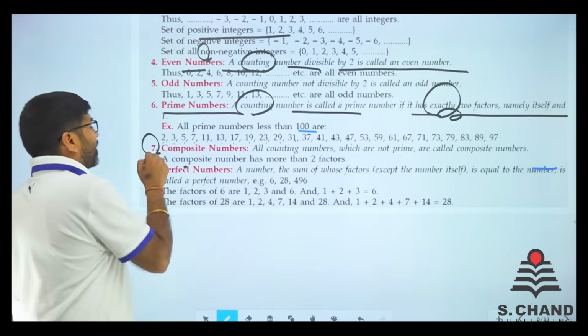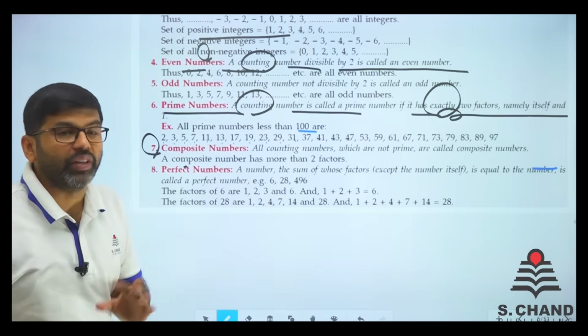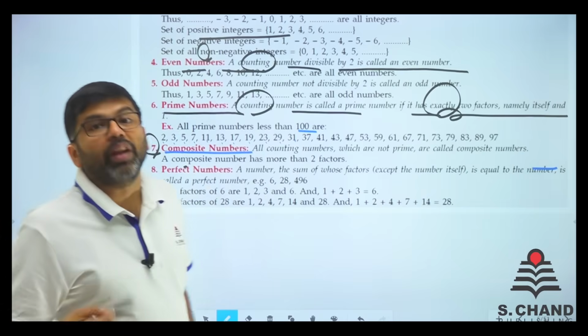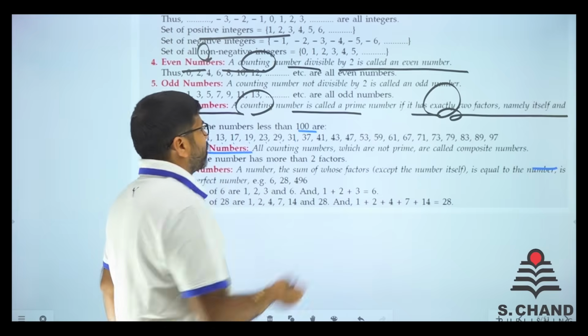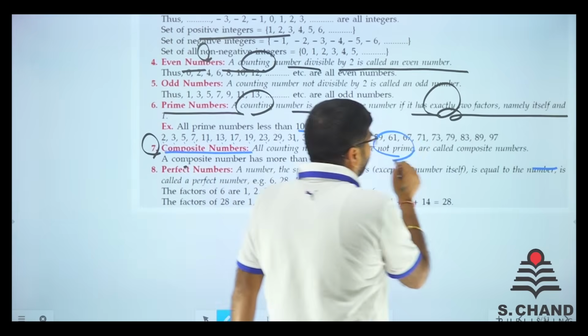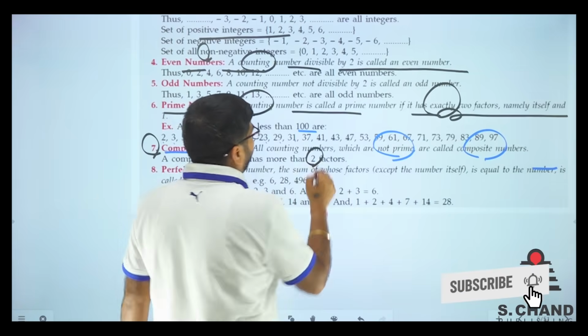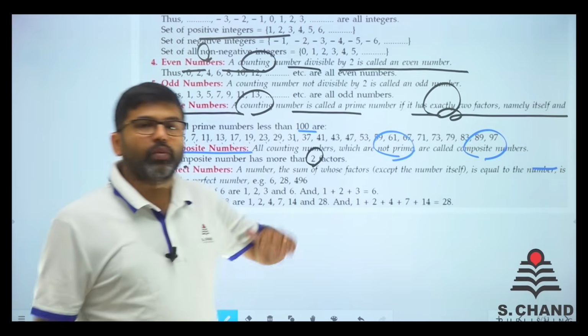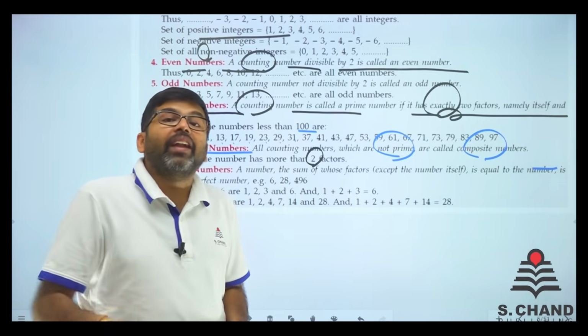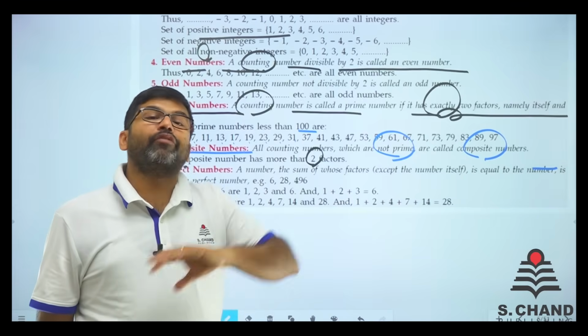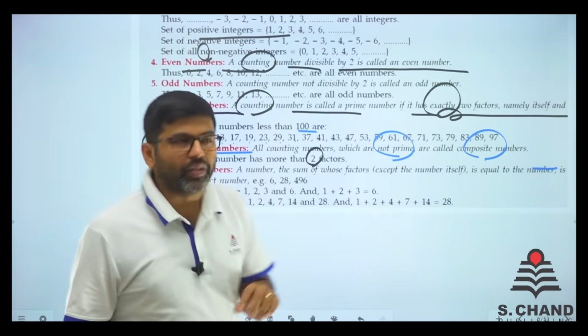Now we call what is a composite number. This composite number is basically a non-prime number, all counting numbers which are not prime. A composite number has more than two factors: 1, itself, and more than that. So a composite number will always have more than two factors.